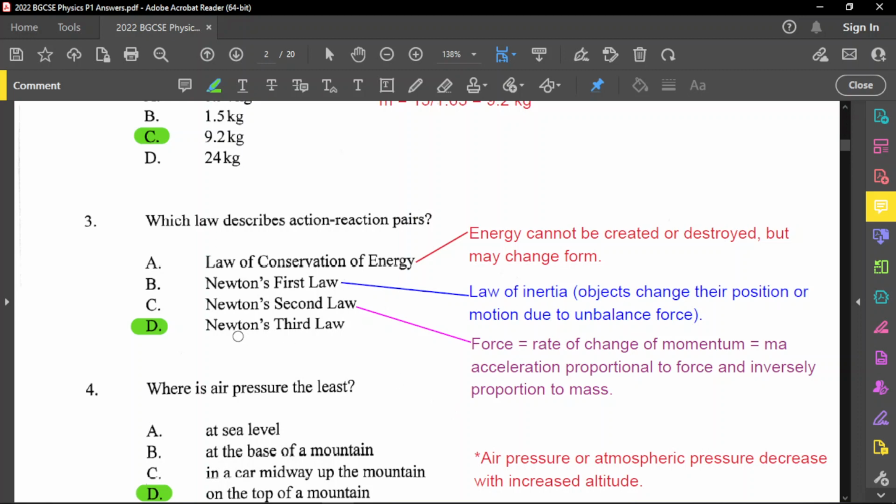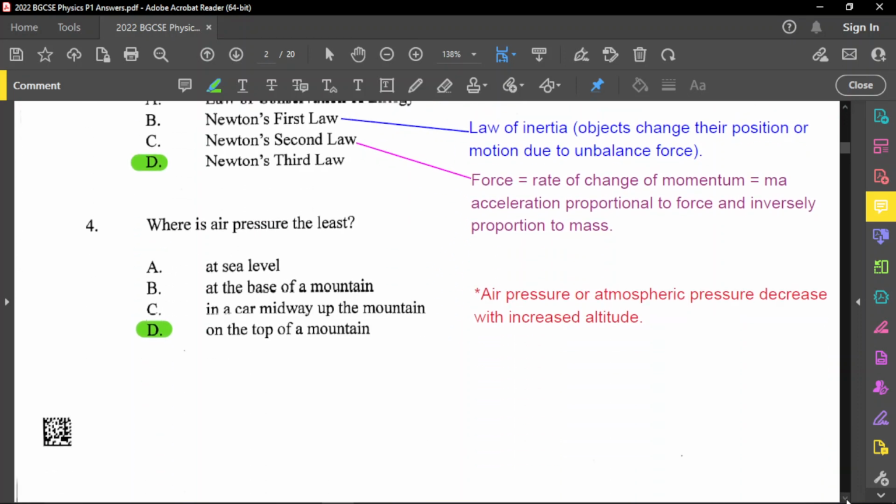The law that deals with the action-reaction pair is Newton's third law, which states that to every action there is an equal but opposite reaction. You can expound on that law to state that if body A acts on body B, then body B will act upon body A with an equal but opposite force. So this is the law that they're talking about here, which is Newton's third law. It's good to know all the laws that we use in physics at this level.